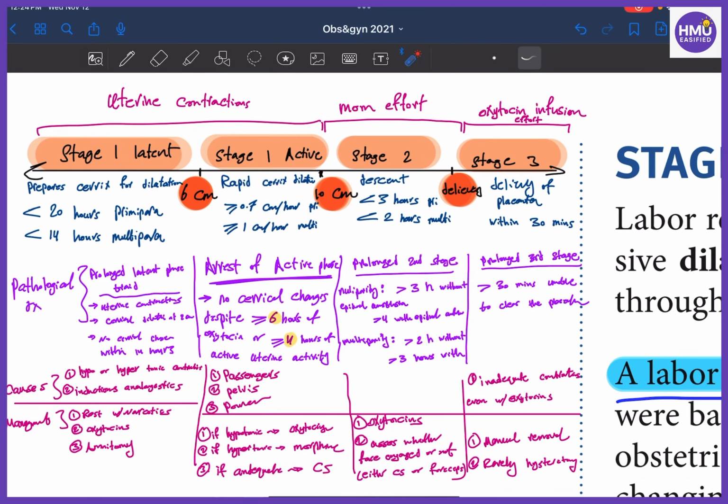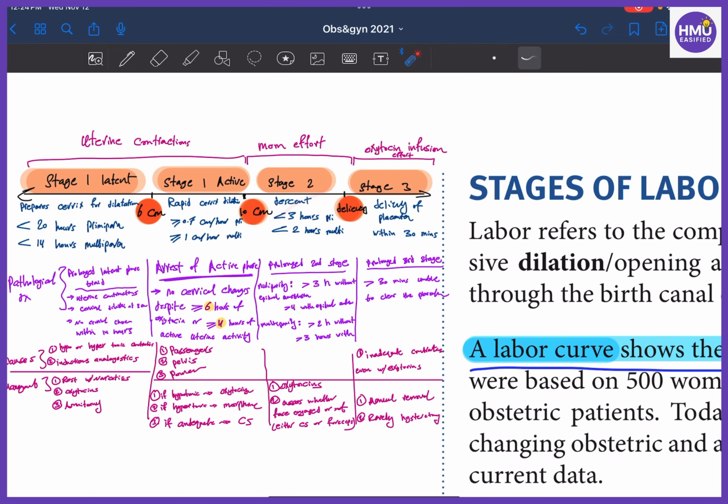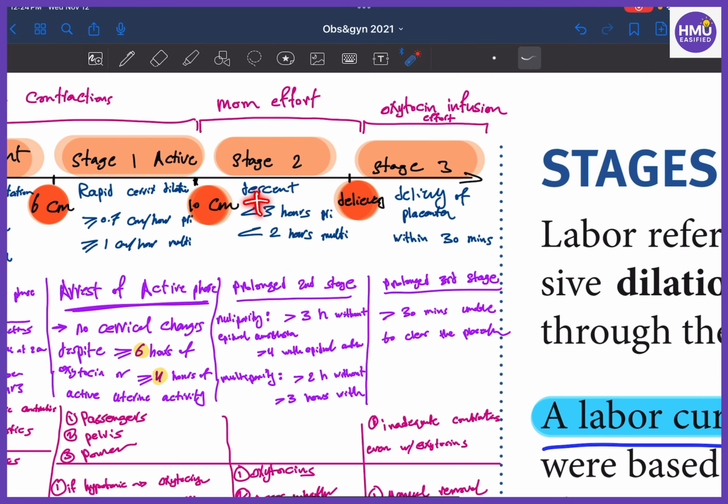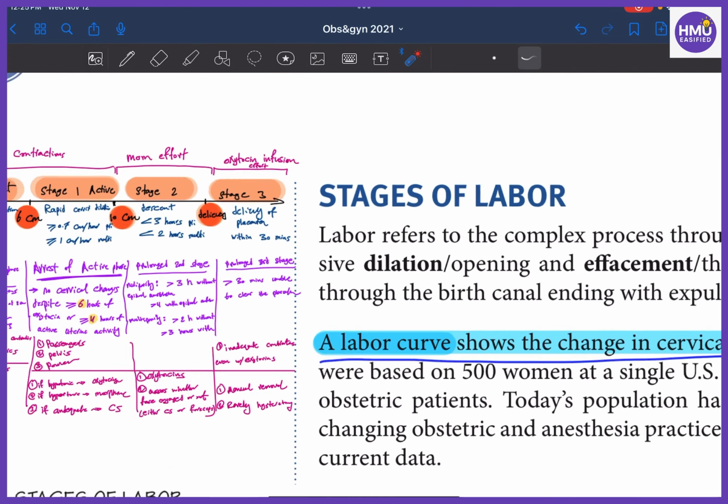Here's stage 1, and stage 2. There is the mother's effort. You see here, right here, there's also the mother's effort. So stage 2 is less than 3 hours in primipara and less than 2 hours in multipara. We also add an hour if there is epidural analgesia. So it will be less than 4 hours in primipara and less than 3 hours in multipara if there's epidural analgesia.